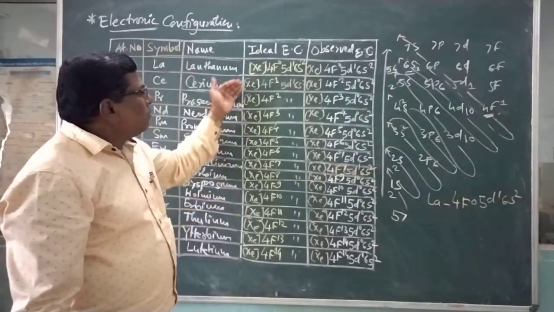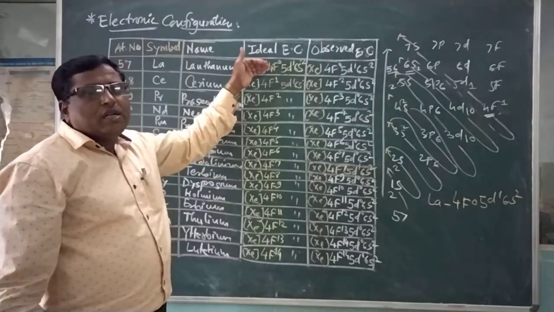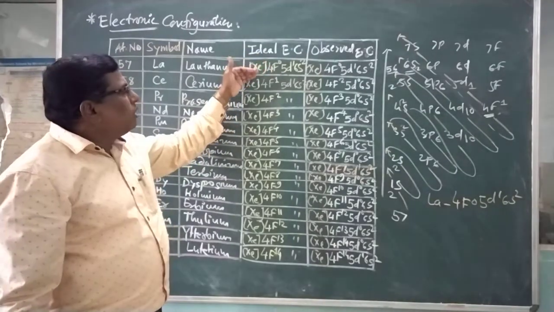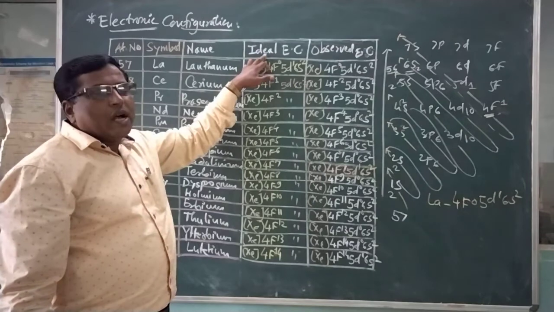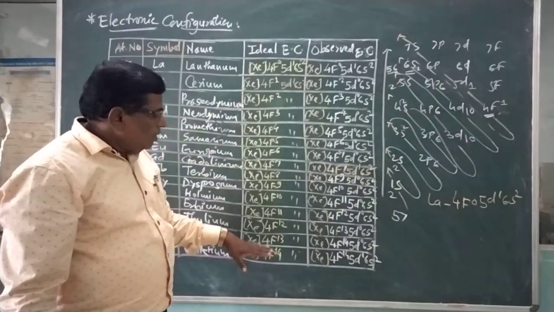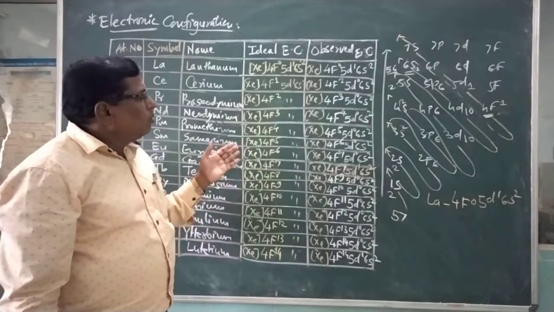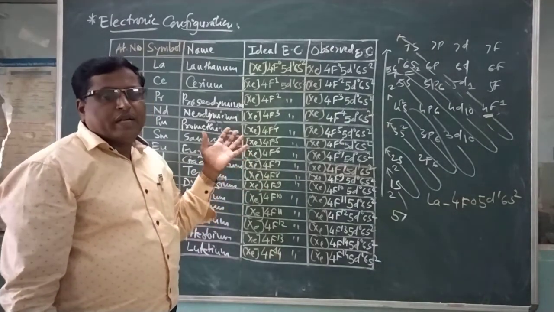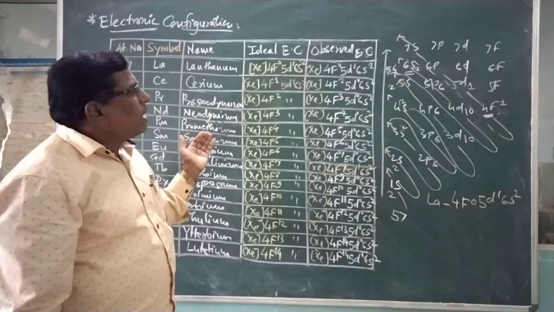The electrons are added in the f orbitals, the 4f orbitals, which is called the ideal electronic configuration. Continuous electron addition in the 4f orbitals is called the pre-penultimate way. That is, it is continuously added.